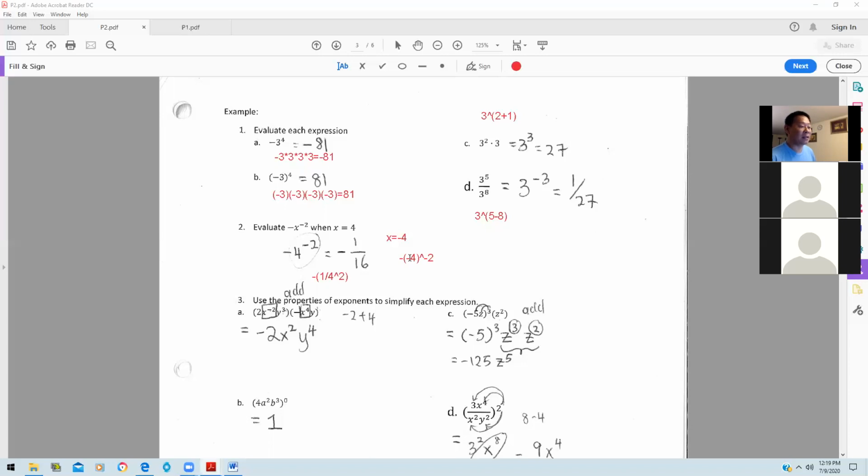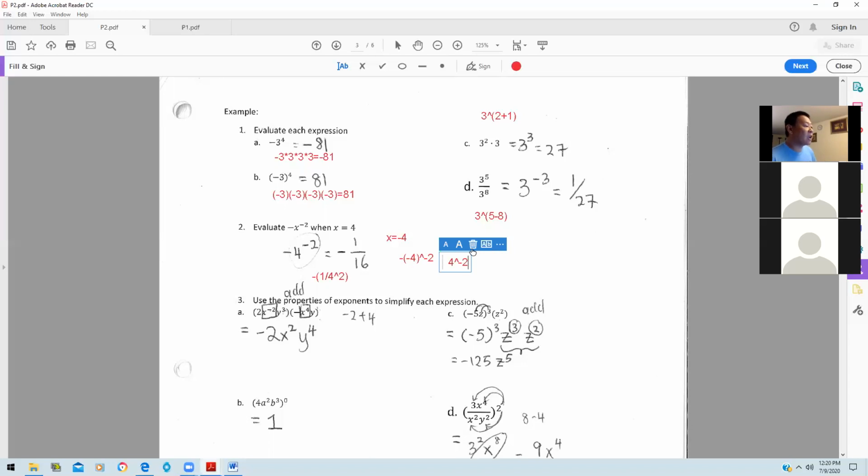Delvin says distribute the negative one. That means these two negatives become positive. Some of you will say this becomes 4 to the power of negative 2, because two negatives become positive. Is this the correct way to do it? The answer is wrong. Do not change these two negatives or distribute the negative one to that.